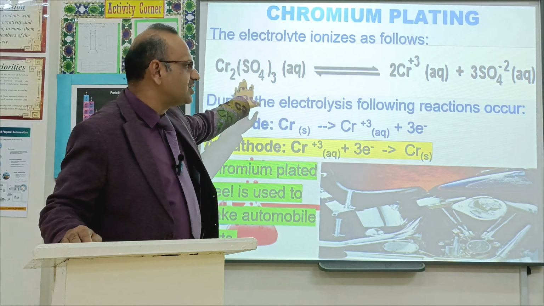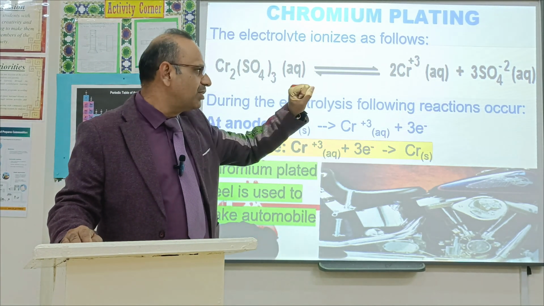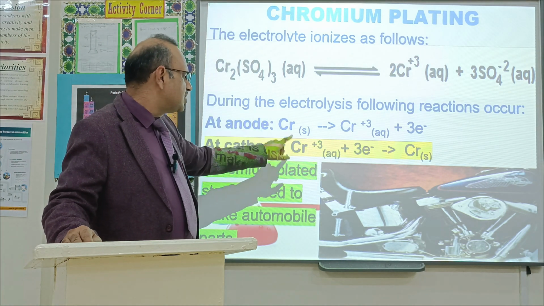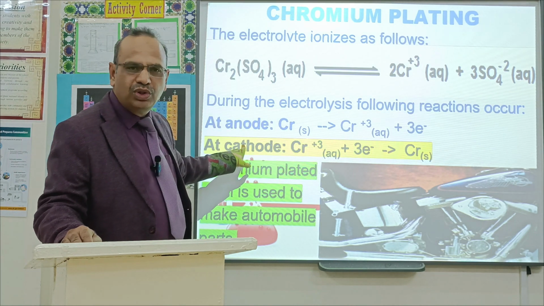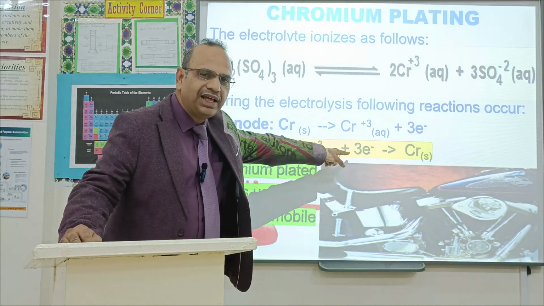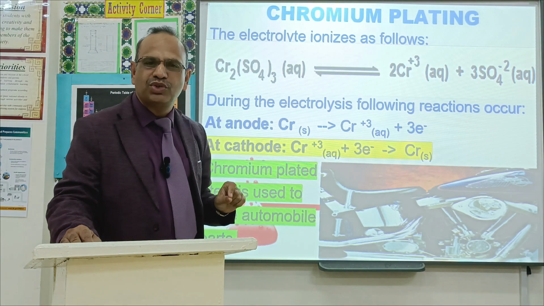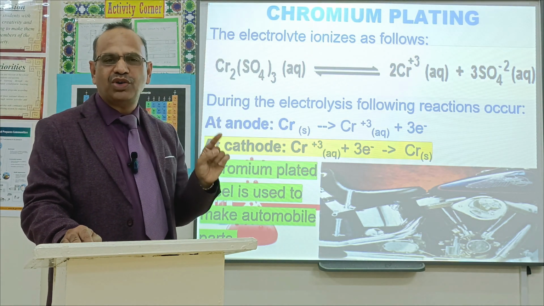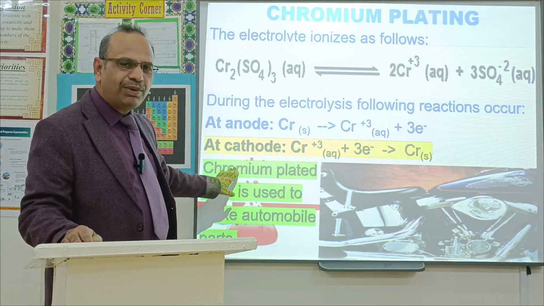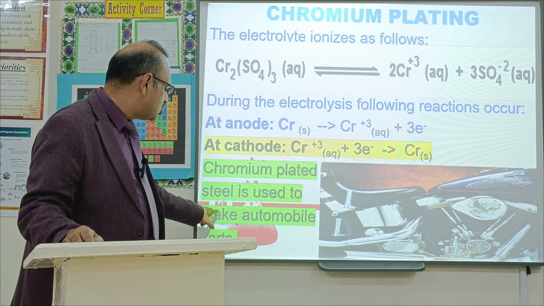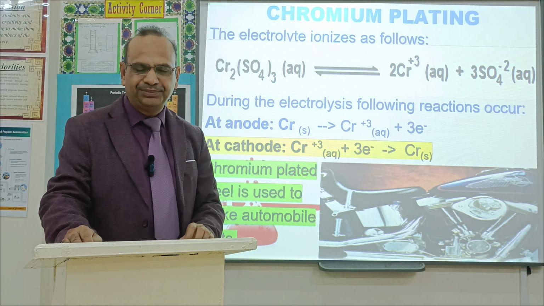First of all, chromium sulfate ionizes into chromium and sulfate ions. Then during electrolysis, the chromium ions go to the cathode, which is negatively charged, and they gain electrons and change into solid chromium, and this solid chromium deposits on the metal which we want to electroplate. Chromium-plated steel is used to make automobile parts.